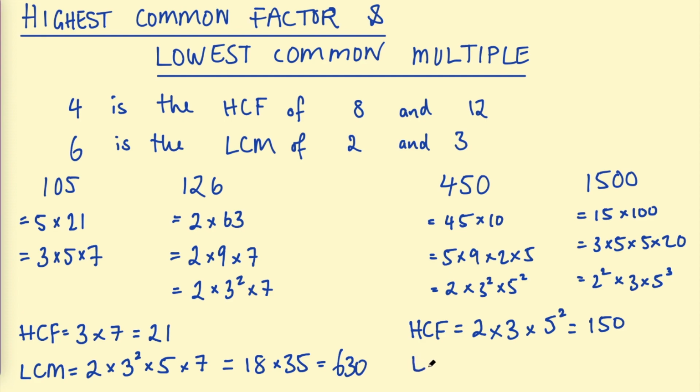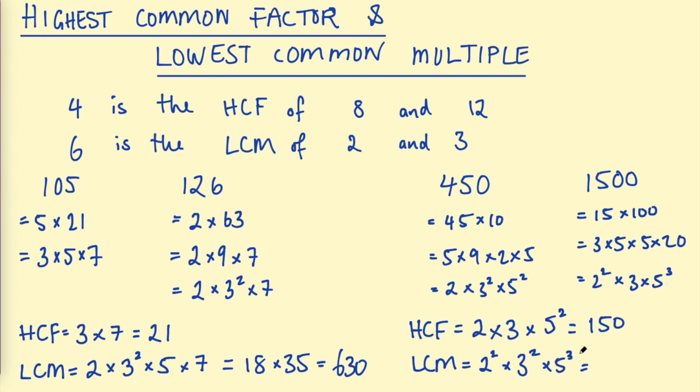And then the lowest common multiple, again, this is like the battle between the primes. Which one has the higher power? 2 squared versus 2. 2 squared has a higher power. 3 squared versus 3. 3 squared has a higher power. And then 5 cubed versus 5 squared. 5 cubed wins that battle.